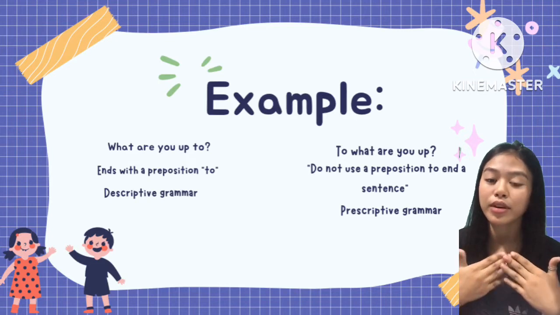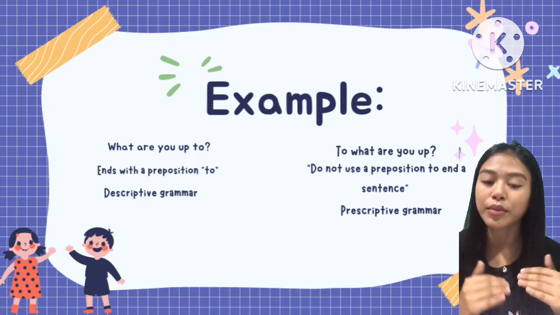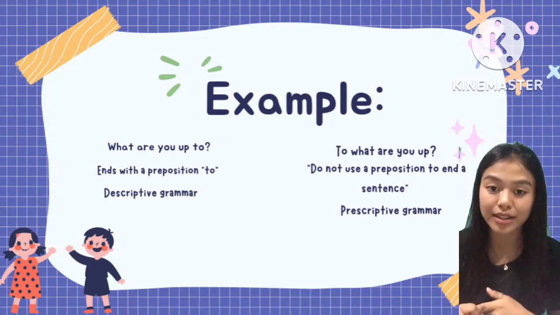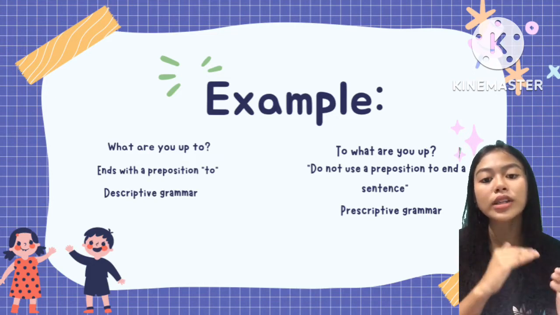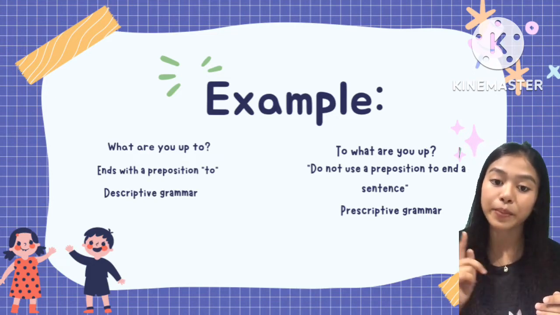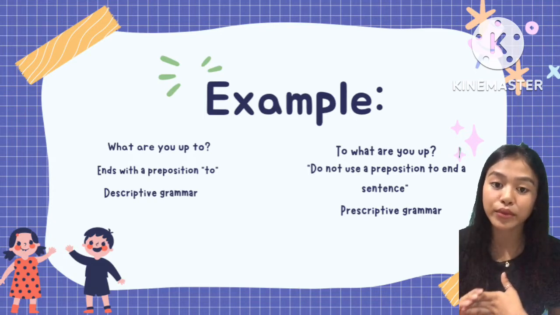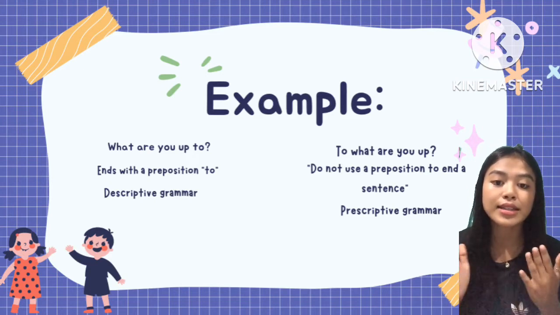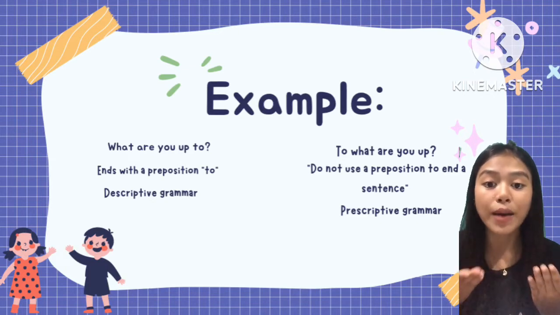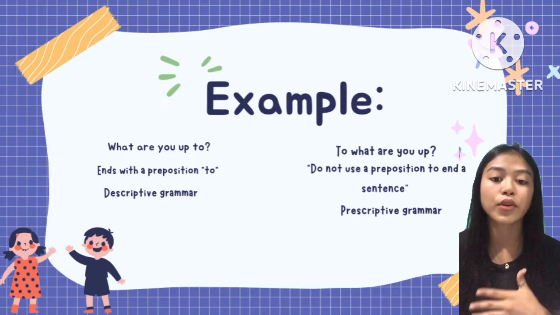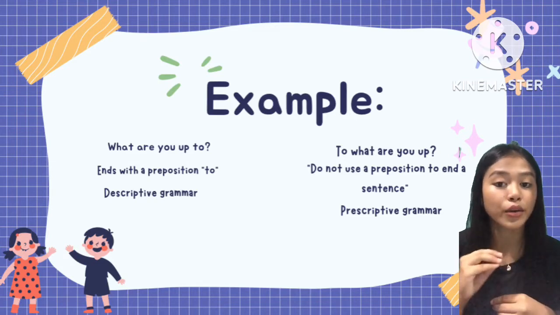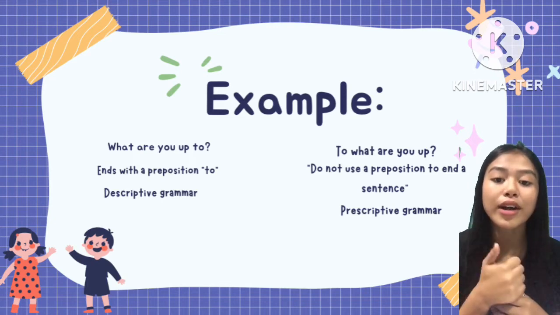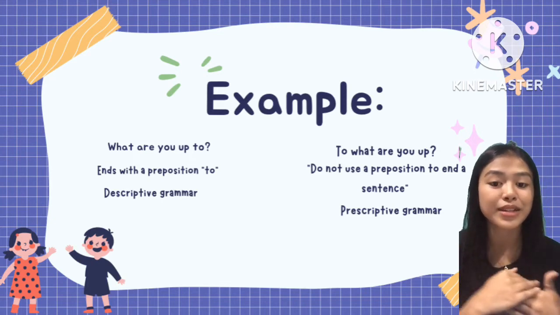So in descriptive grammar, it is understandable knowing that a person says or asks you, "What are you up to?" Yes, it's descriptive rule. It is understandable. It is correct. Whereas in prescriptive grammar, it is incorrect, knowing that the sentence "What are you up to" ends with a preposition. And according to prescriptive rule, do not end your sentence with a preposition. So, instead of saying "What are you up to," prescriptive rule transforms it into "To what are you up?" "To what are you up" is the correct form of a sentence in prescriptive rule.